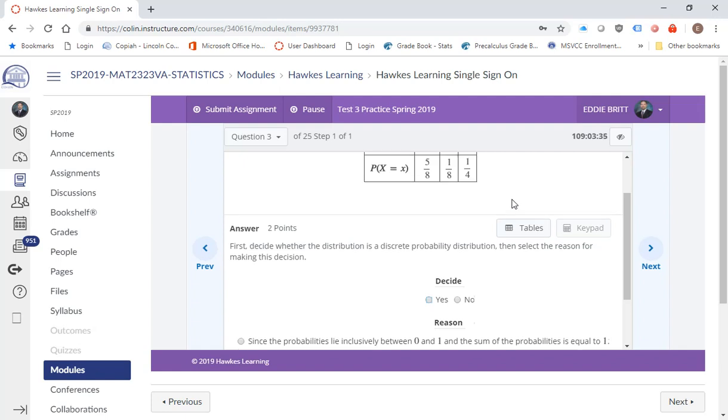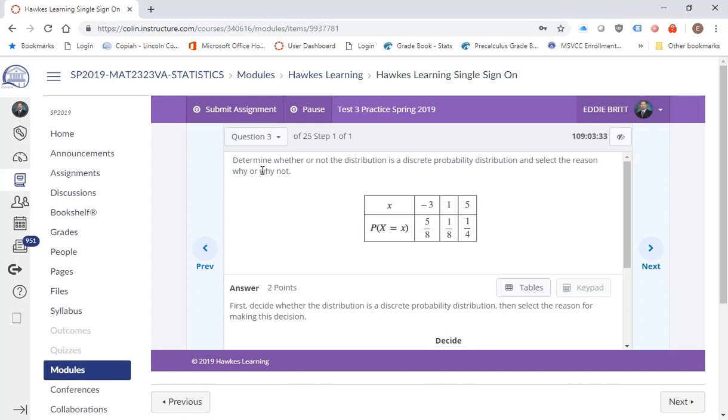So let's see, problem number 3. Decide whether or not the distribution is a discrete probability distribution and select the reason why or why not. It's okay for my random variables to be negative, but I have to make sure that none of my probabilities are negative. That's okay. So none of them are negative. The other thing I need to check is to make sure that all of my probabilities add up to 1. So that'll be a probability distribution.